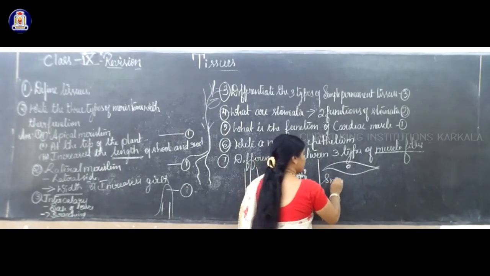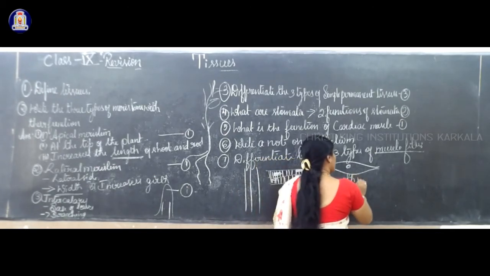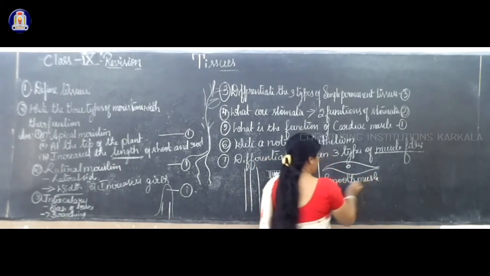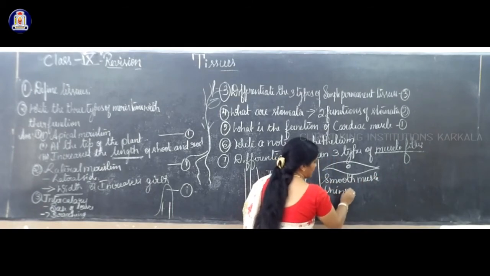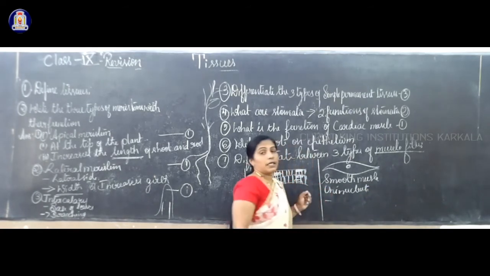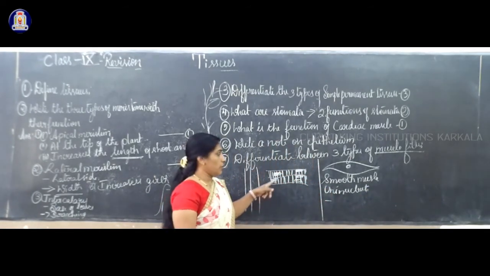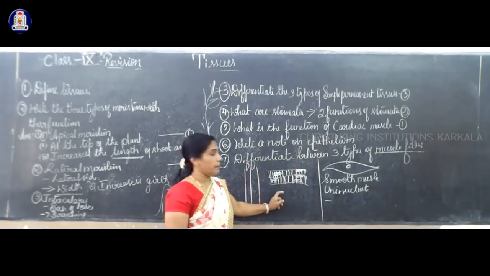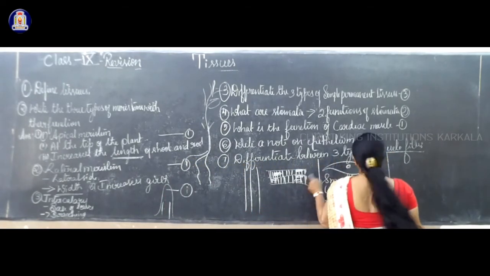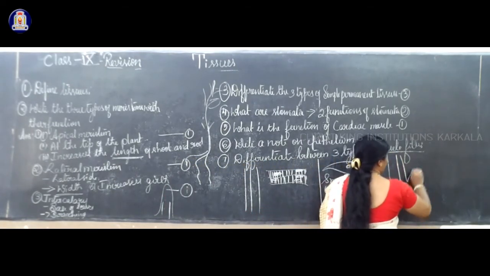Next one. Smooth muscle, uninucleate. Where is it present? It is present in our stomach, etc. So that is especially smooth muscle. The next one looks similar to your first diagram, but it is branched in structure. So observe carefully the branches.